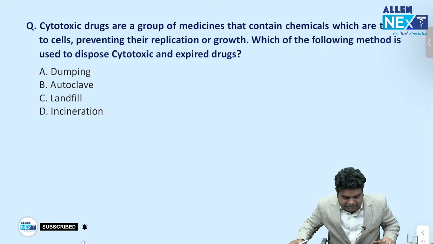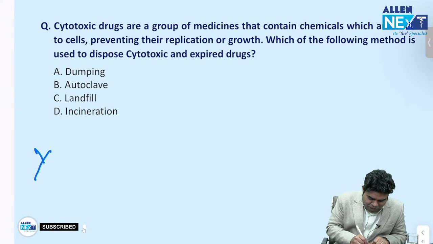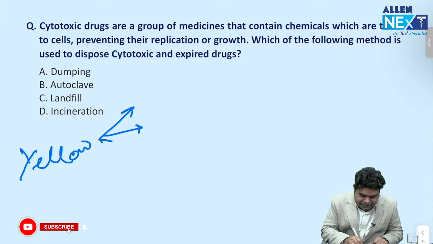Cytotoxic drug and group of medicines are under which category? Yellow category. Do revise this yellow before going to exam. In yellow, we have 6 things.